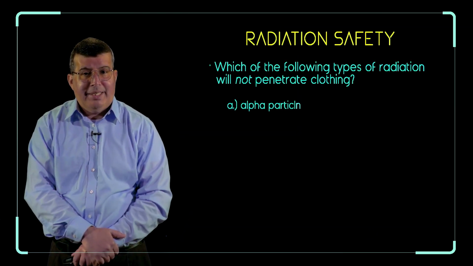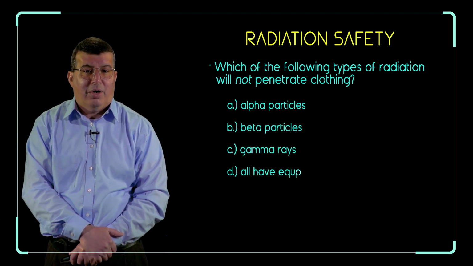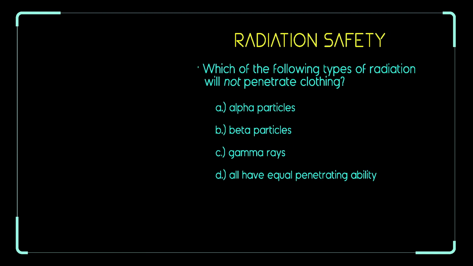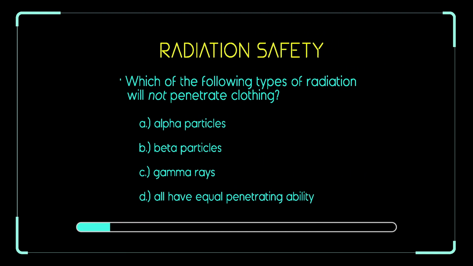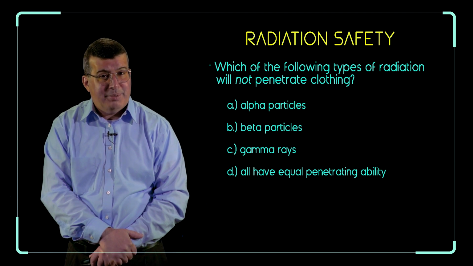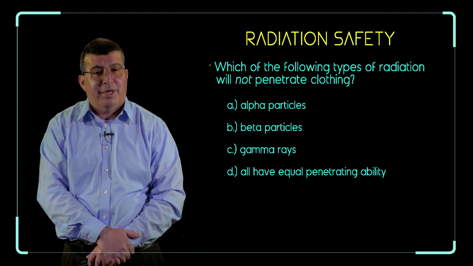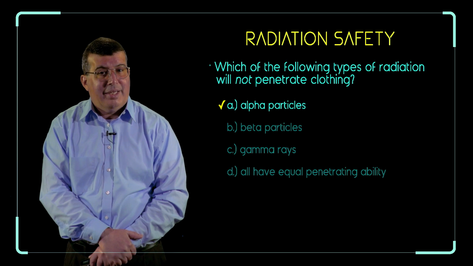Which of the following types of radiation will not penetrate clothing? A, alpha particles, B, beta particles, C, gamma rays, or D, all have equal penetrating ability? Alpha particles are the least penetrating type of radiation, so the correct answer to which of the following types of radiation will not penetrate clothing is A, alpha particles.